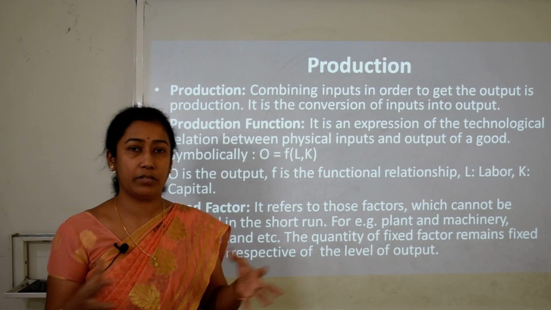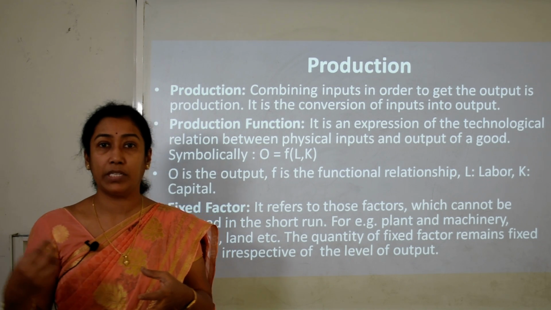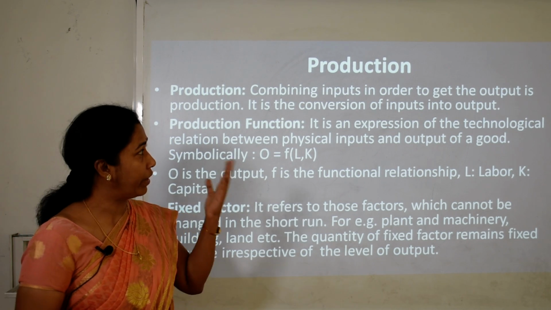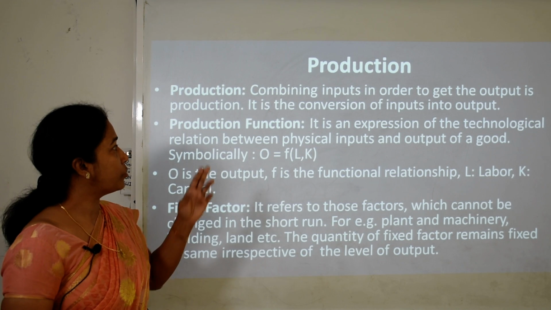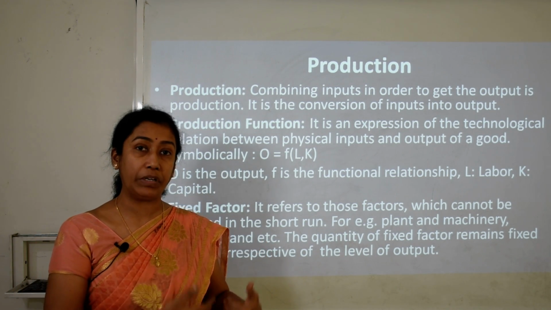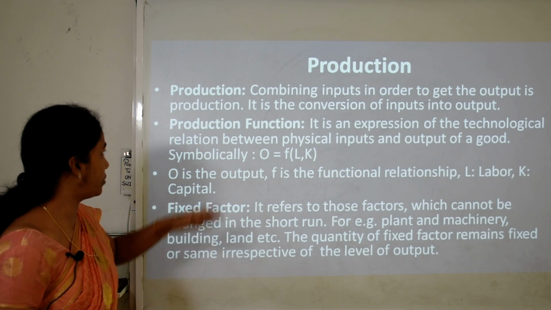That is production. That is when we assemble or combine certain inputs in terms of raw materials, machines, equipment and various other things to make the final output, or in order to get the output, that is production. So it is the conversion of input into output, or converting input to output or final goods, that is the production process.